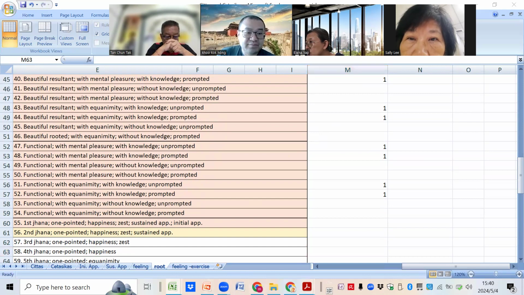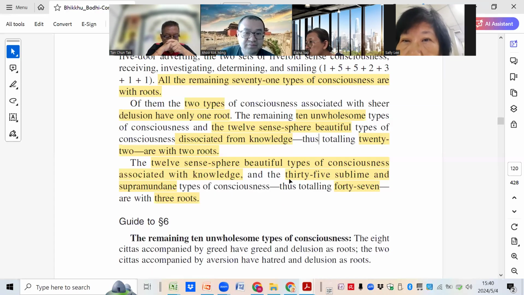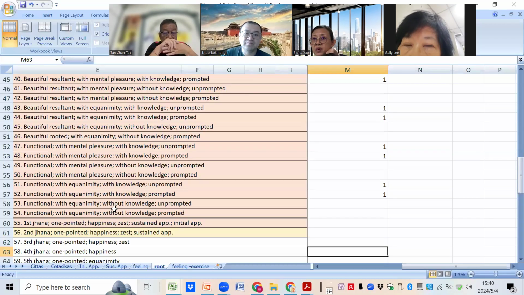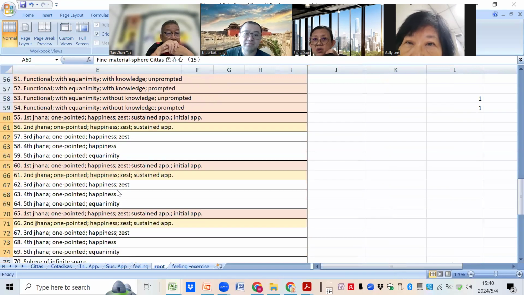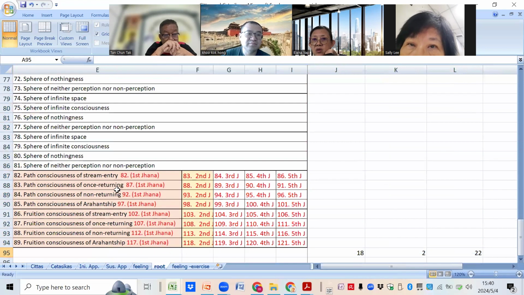Then let's take a look. They got some more things, you see. Then they say 35 sublime and supramundane types. Meaning to say all the sublime. Sublime means what? Class, remember, sublime means all the form and formless jhana, they are considered as sublime.